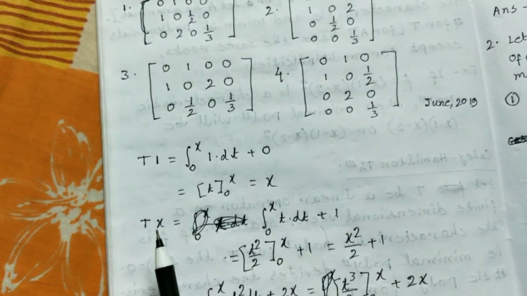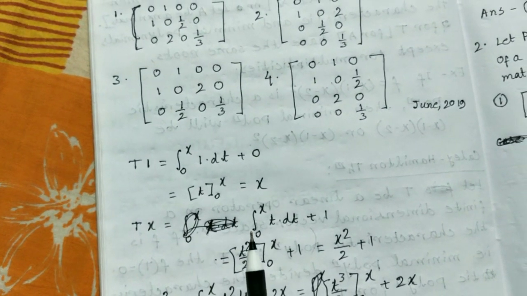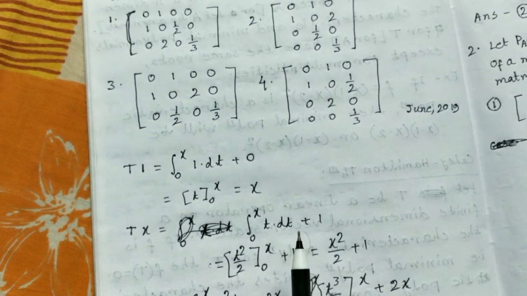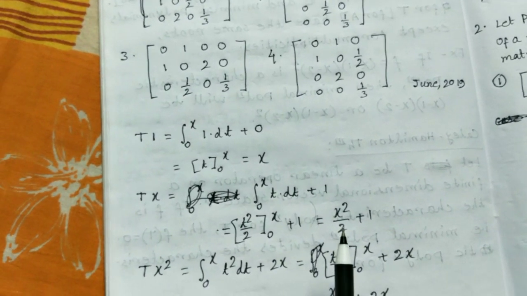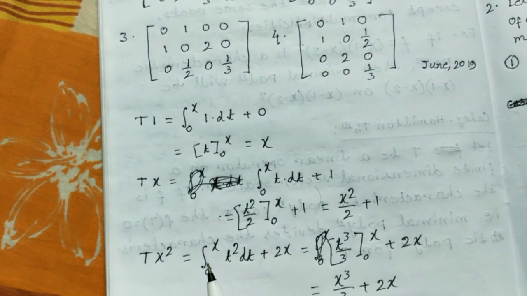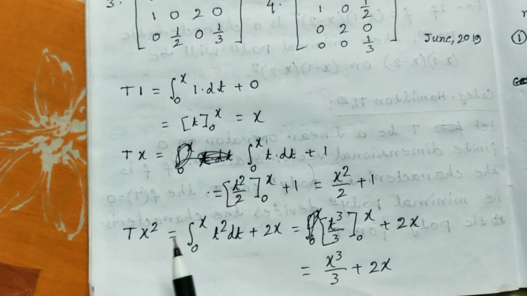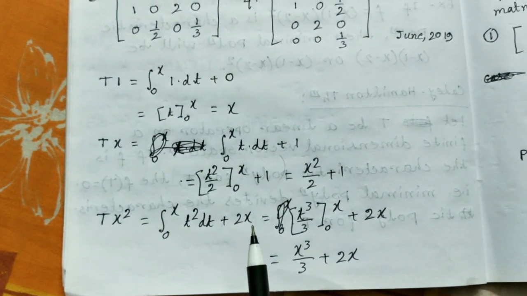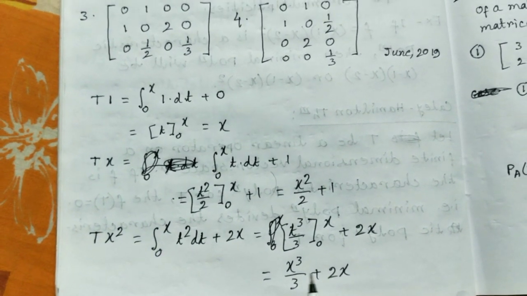Now what will be the T of x? T of x, in that case f of x equal to x, so integration 0 to x t dt, and in that case f dash x will be 1. So after the integration it will be x square by 2 plus 1. And T of x square, here f of x equal to x square, so T of x square equal to integration 0 to x t square dt plus 2x, that will be x cube by 3 plus 2x.